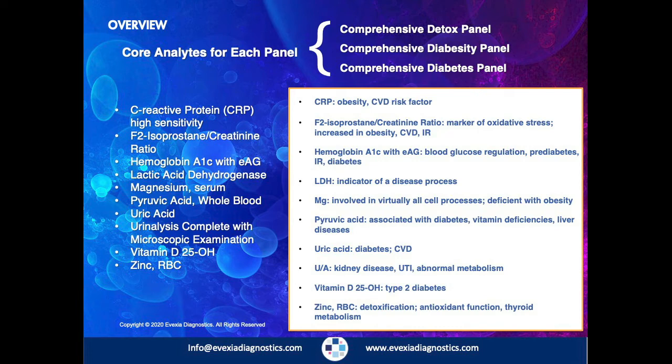Next is pyruvate. Now, increased pyruvic acid levels have been associated with diabetes mellitus, vitamin deficiencies, uremia, congestive heart failure, liver disease, muscular dystrophy, thiamine deficiency, as well as neoplastic conditions. This test is also used to screen for possible disorders of mitochondrial metabolism and/or problems with energy production.